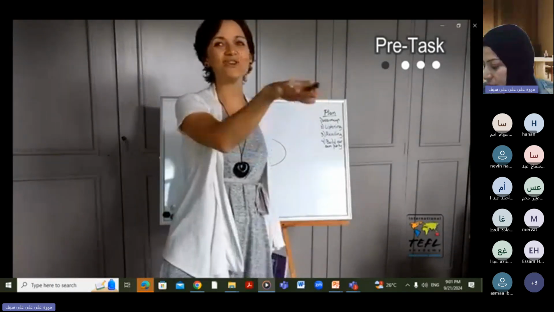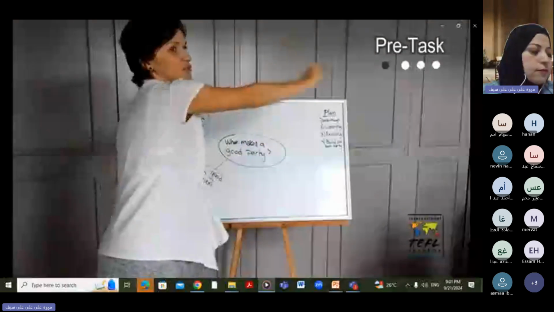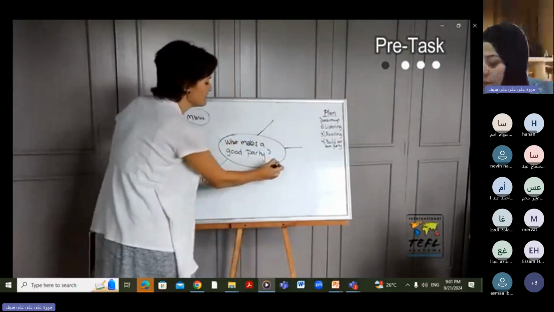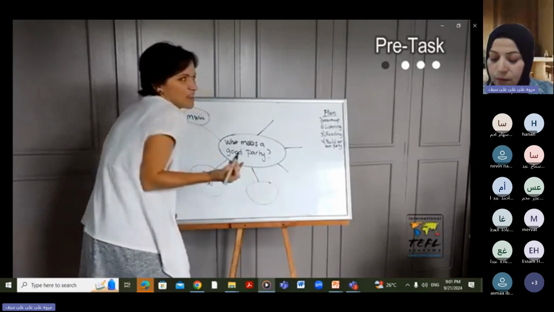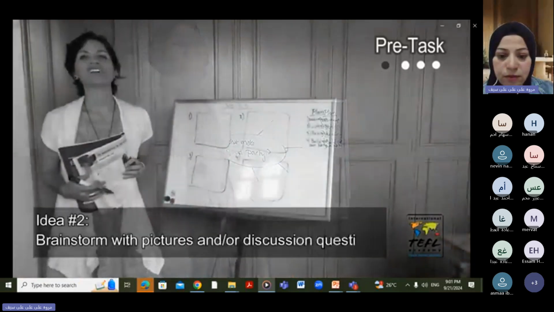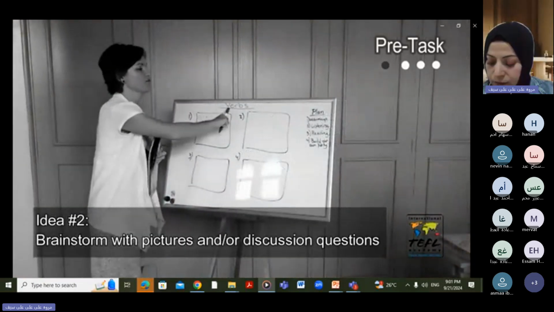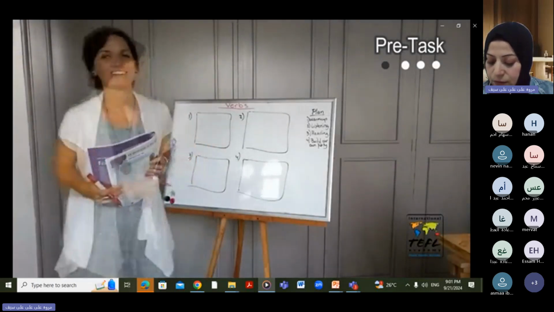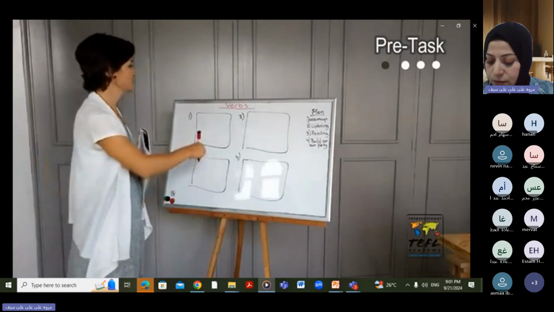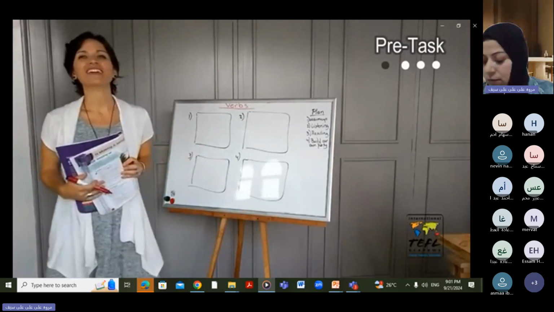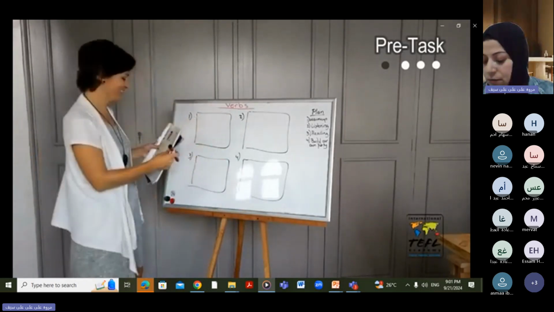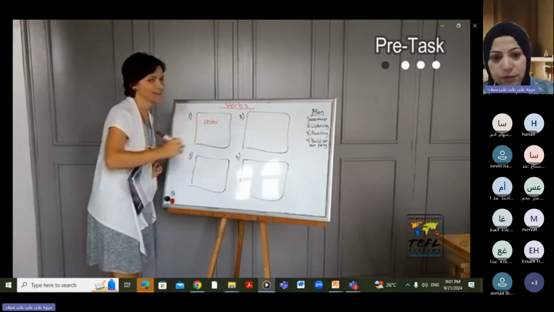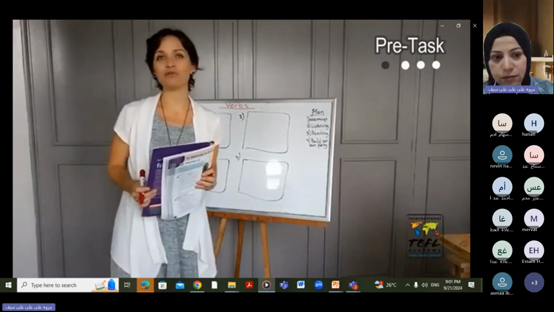Okay. In your groups, I want you to keep going, okay? Keep going. What do you think? What are some things that make a good party? Brainstorm. Idea number 2 would be the use of pictures and/or discussion questions. Okay, let's take a look at picture number 1. What are they doing? Good. All right? They are ordering. All right? They're ordering food for the party.